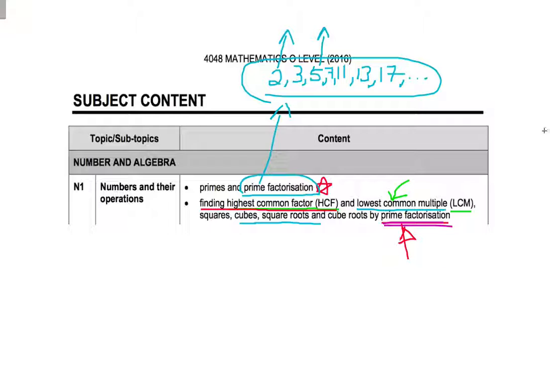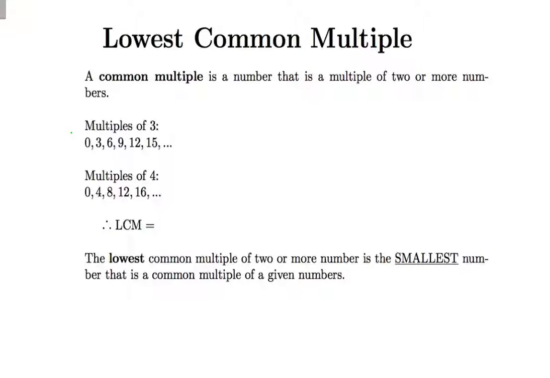So today we'll be finding the lowest common multiple by the prime factorization method, according to the syllabus. Let's start. We'll review some terms again before we go to questions. A common multiple is a number that is a multiple of two or more numbers.